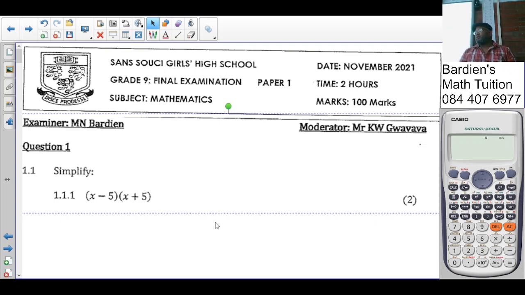At this point we're looking at the Grade 9, Paper 1, the final examination of November 2021. This was last year's Grade 9s that wrote this paper. You've worked on this paper for 2 days, and the memo was next to you, or below the paper.